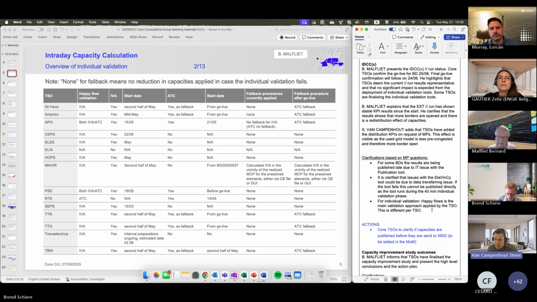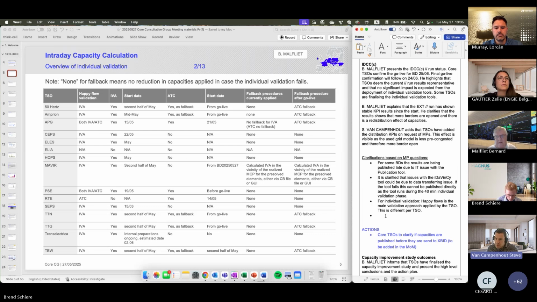Meanwhile, one last question came in on the fallbacks on this slide. We see that most TSOs don't apply fallback procedures. Could you explain why not? For instance, if IVA doesn't work, could they apply ATC? If it says fallback procedure after go live none, it actually means that there will be no fallback. That means TSOs are at that moment sufficiently confident that they can do without any other validation. There is also no other validation available.